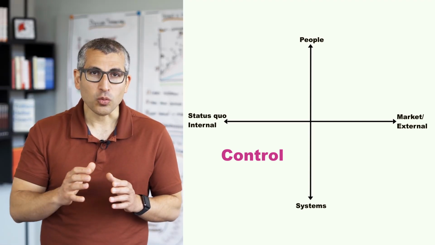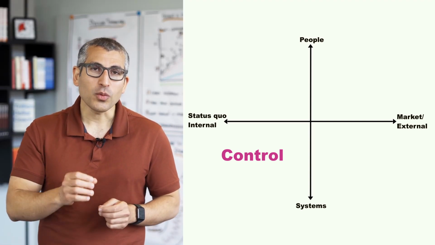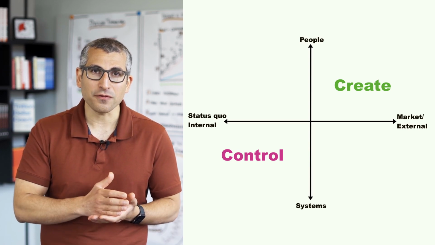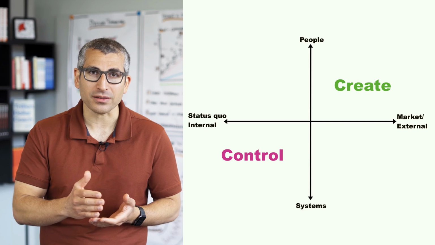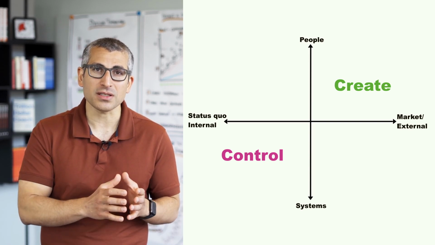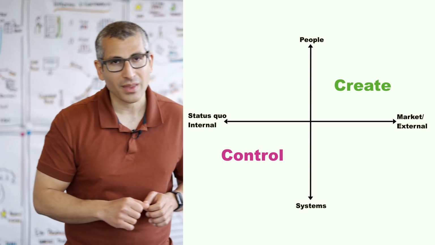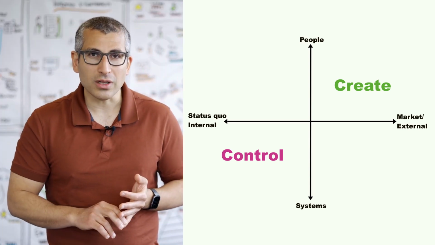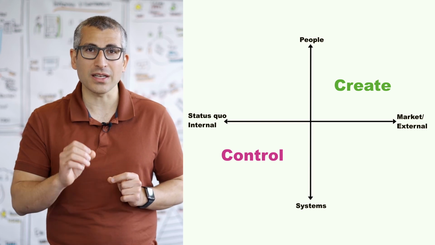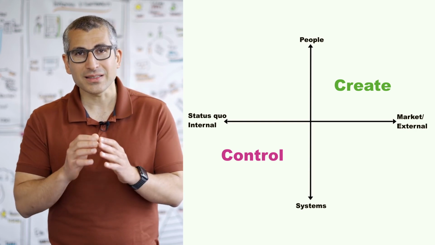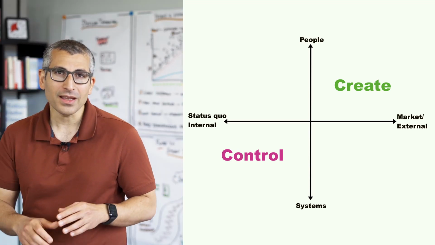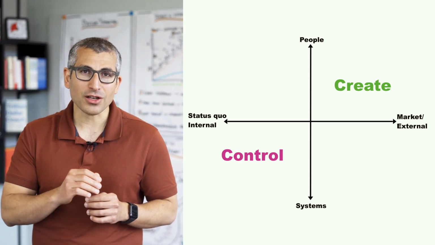At the top right, which is the competing value, we have the create culture. These are organizations that tend to focus externally and on the market, but also focus on the individuals and not so much on systems and processes. Organizations like Google, organizations like Amazon, but also many smaller organizations, including most startups, tend to be in that create culture. Let's move on to the next culture.